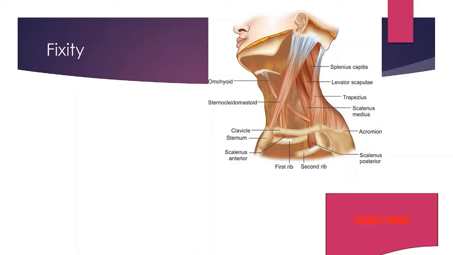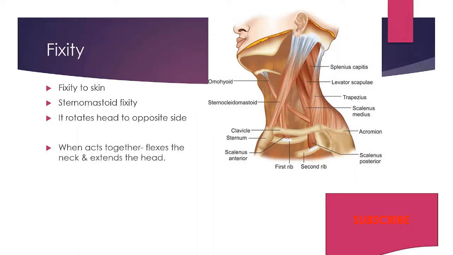As the thyroid gland lies deep to the sternocleidomastoid, we need to fix or contract the sternocleidomastoid muscle first. For that reason, we need to know what that muscle usually does. The sternocleidomastoid rotates the head to the opposite side. When both side muscles act together, they usually cause flexion of the neck and extension of the head.